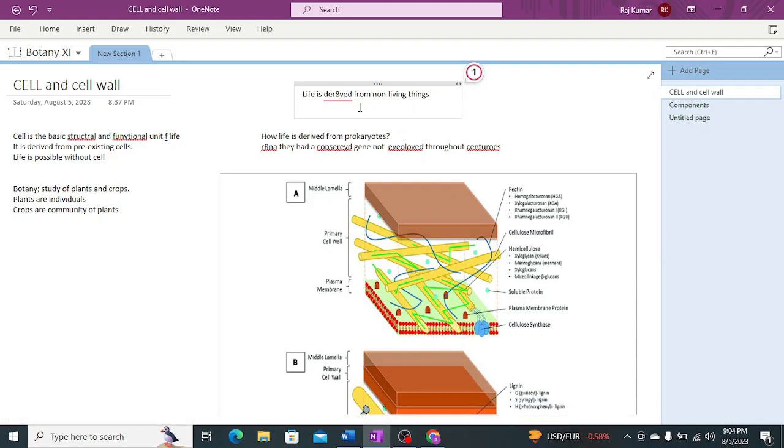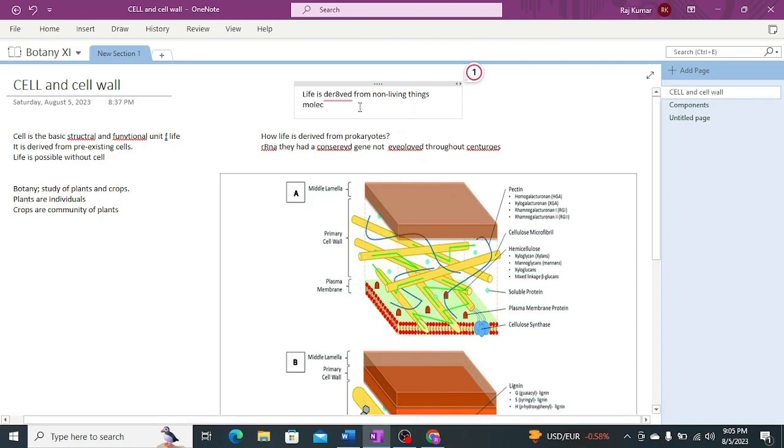On the second or third part, we have that life is derived from non-living things. Yes, because if eukaryotes are derived from prokaryotes, then how did prokaryotes come into existence? Prokaryotes are derived from what? Because prokaryotes are the simplest structure known. They do not have any simpler structure than prokaryotes.